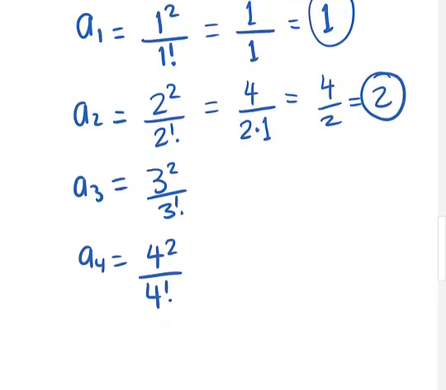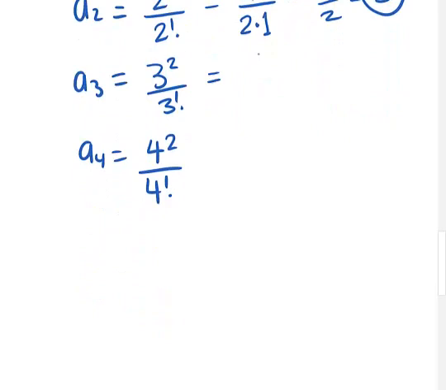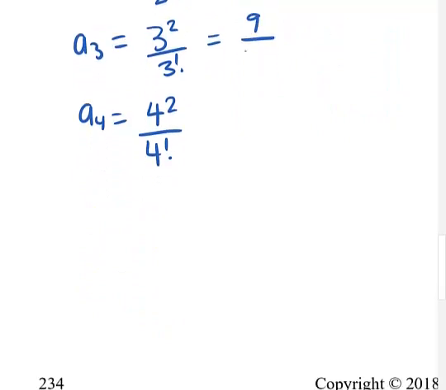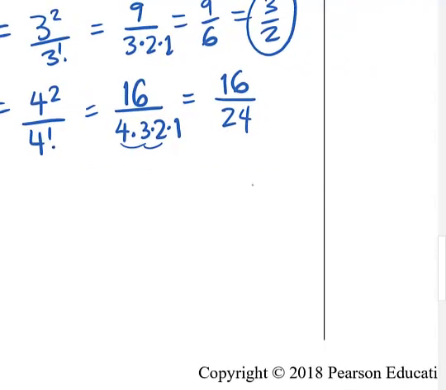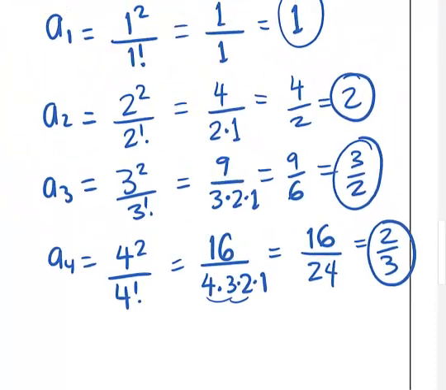For the third term, you're squaring 3, which gives me 9. The denominator 3 factorial, we saw that in the example we did. 3 times 2 times 1 is 6. So it's 9/6, which simplifies to 3 halves. And the fourth one, which is the last one we care about, 4 squared is 16 over 4 factorial, that's 4 times 3 times 2 times 1. 16 over, let's see, 12 times 2 is 24. Yeah, 24. And I think that reduces to 2/3. There we go. So once you get the hang of factorial, these aren't so bad.